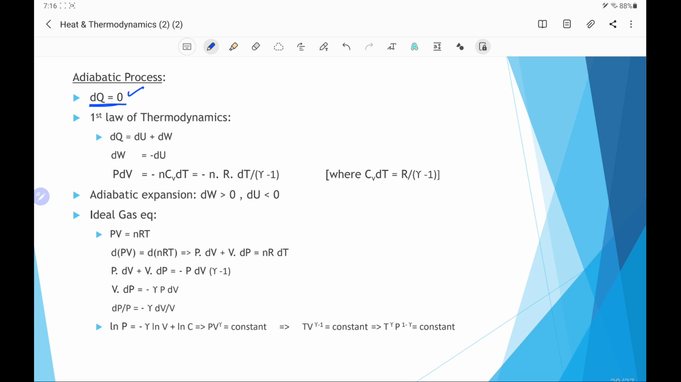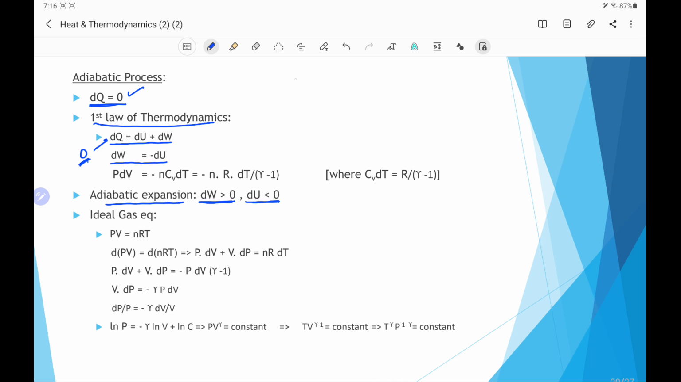Using the first law of thermodynamics, we know that dq equal to du plus dw, that is, change in heat equal to the change in internal energy plus work done. Here for the adiabatic process dq equal to 0, so we can write du plus dw equal to 0, hence dw equal to minus du. If we consider the adiabatic expansion, we know for expansion work done is positive, work is done by the gas or the system. Therefore, in this case, the change in internal energy will be negative, so we write du is less than 0.